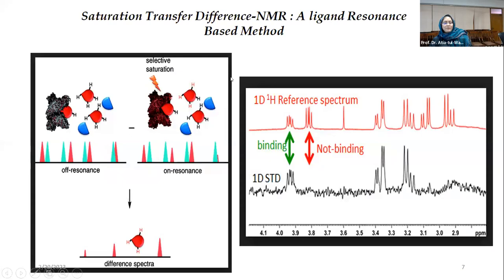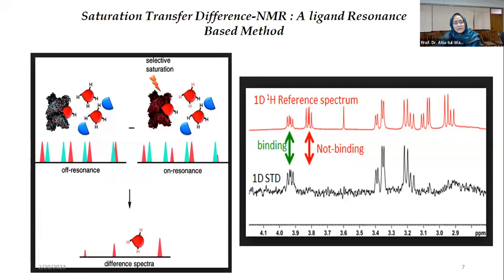So we have used STD NMR, which is saturation transfer difference NMR spectroscopy, for this purpose. The basic concept is that we saturate the protein, and since the protein is quite a big molecule, if we saturate one part of the protein, the saturation is quickly transferred to the whole protein through spin diffusion, and then it also transfers to those parts of the ligand which are in close proximity to the protein. So this is the approach that we have used.